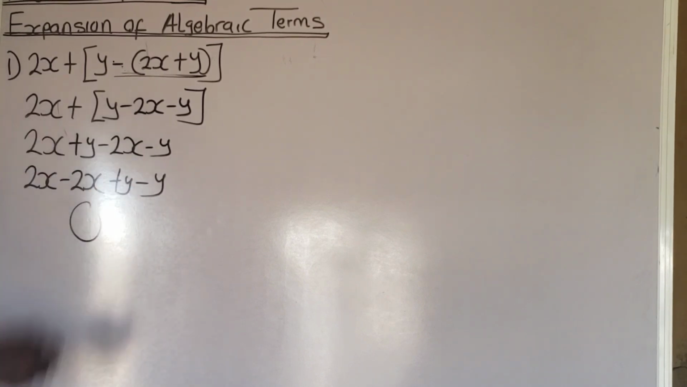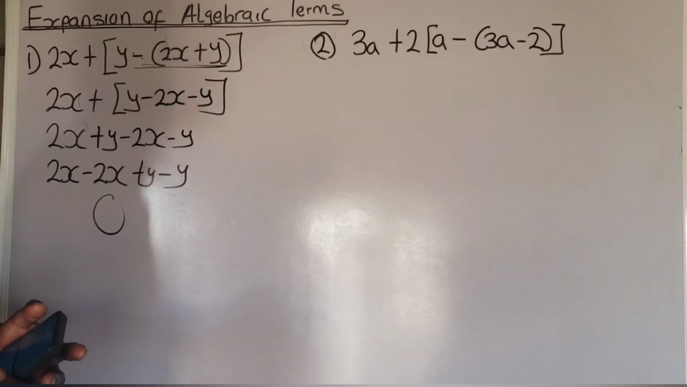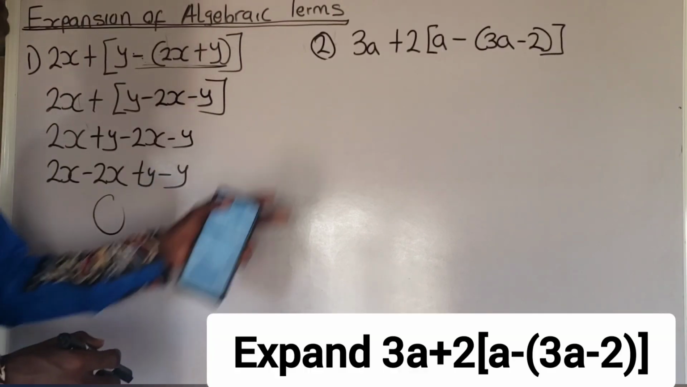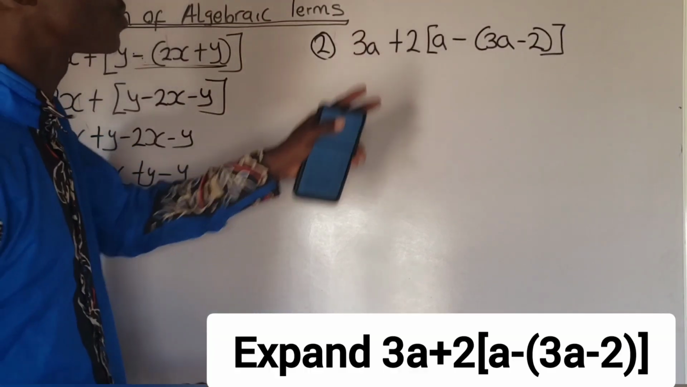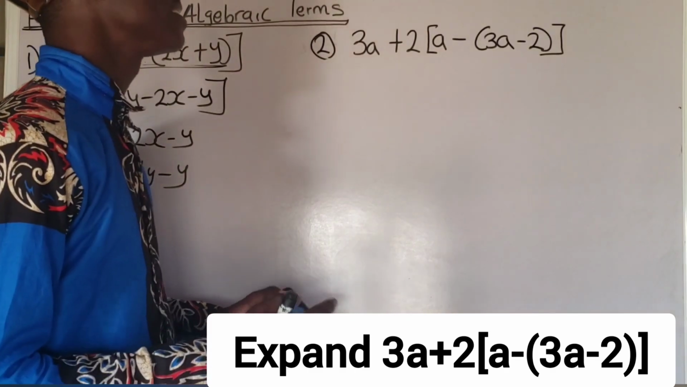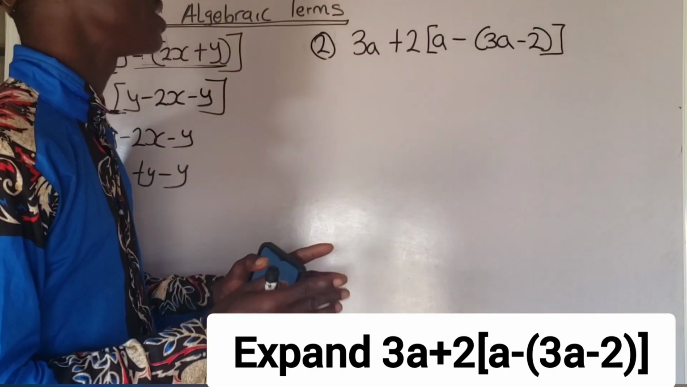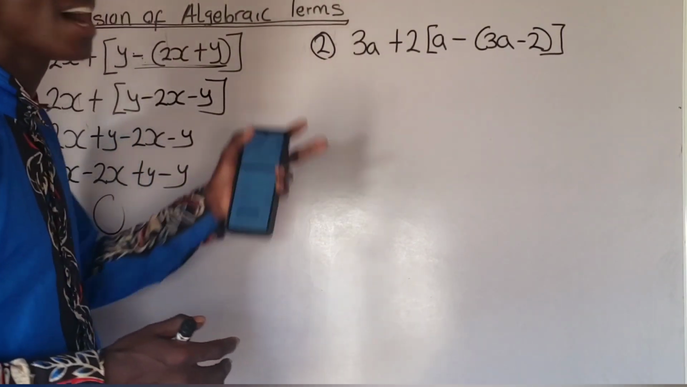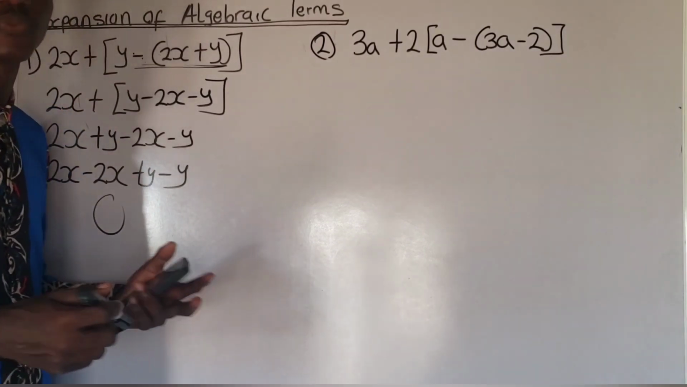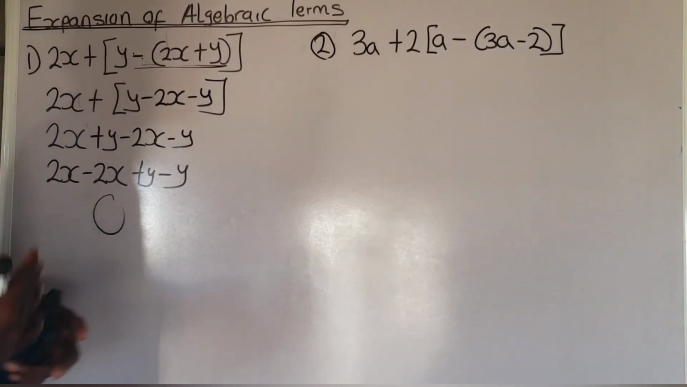So here I have 0. Now let's proceed to question number 2. We have (3a + 2)(a - (3a - 2)). Okay, we are asked to expand this. Don't forget, the first step is to deal with the terms inside the bracket.